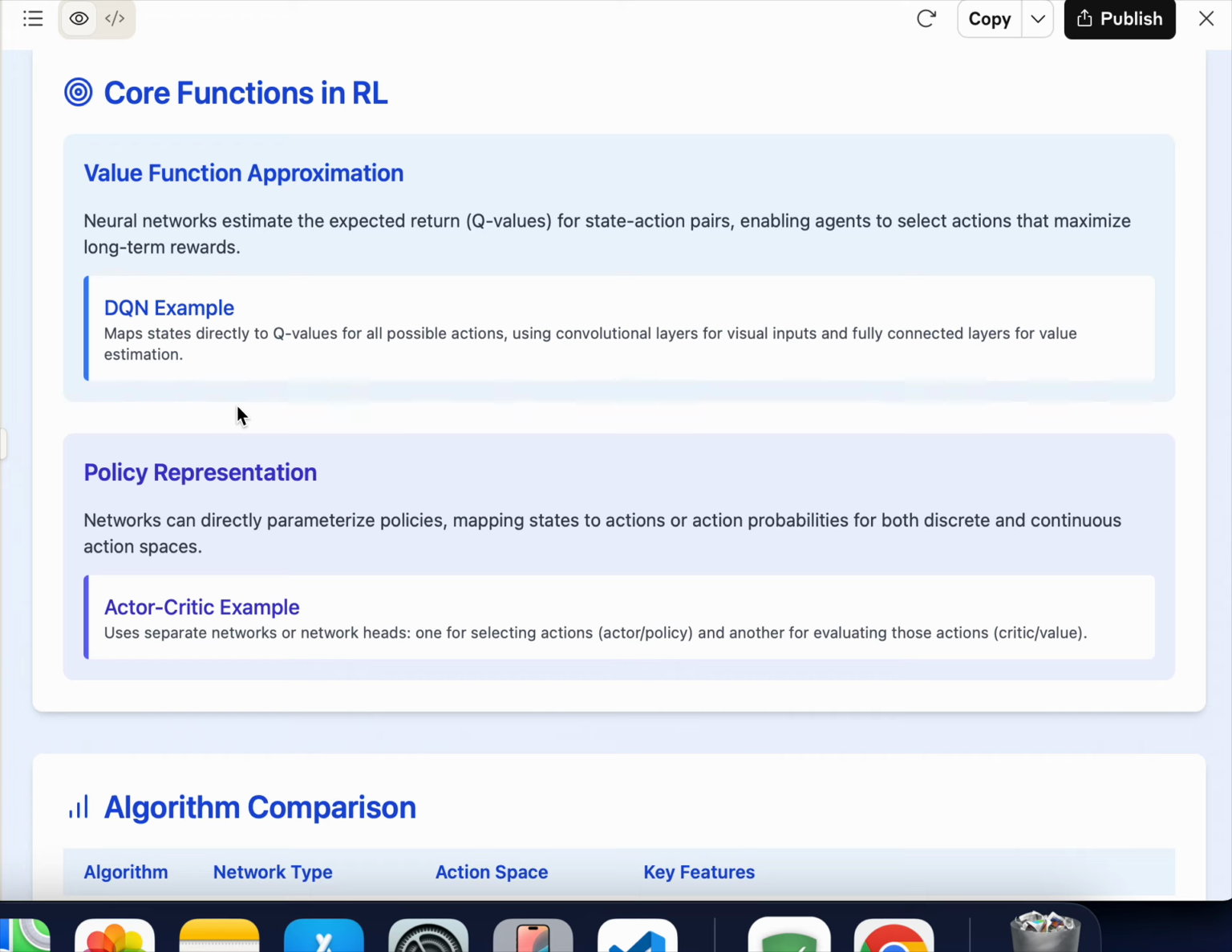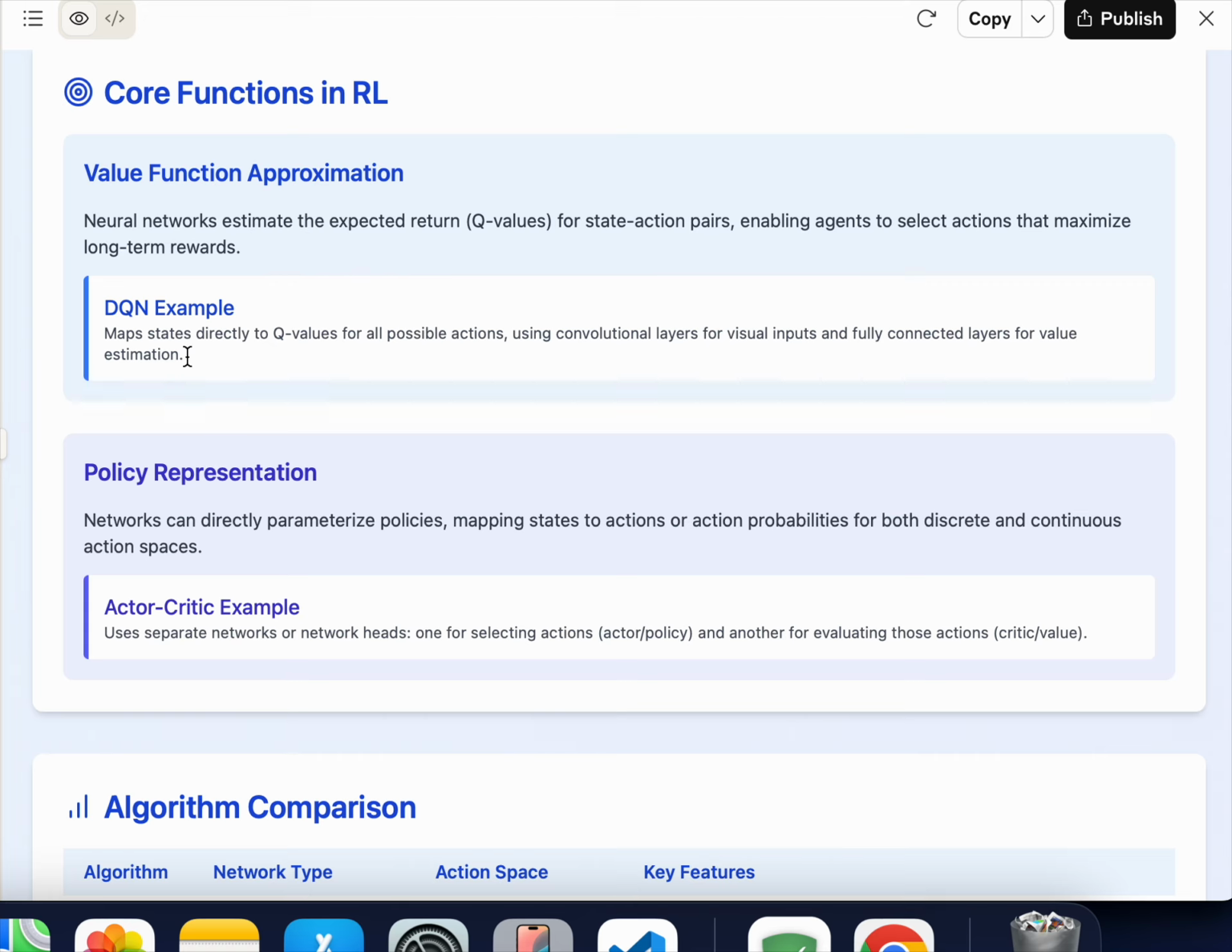Now, let's talk a bit about the main functions that neural networks handle inside reinforcement learning. The first one is value function approximation. That just means we are using the network to estimate how good it is to take a particular action in a given state. These are the Q values. The agent uses them to choose actions that are expected to give higher rewards over time.